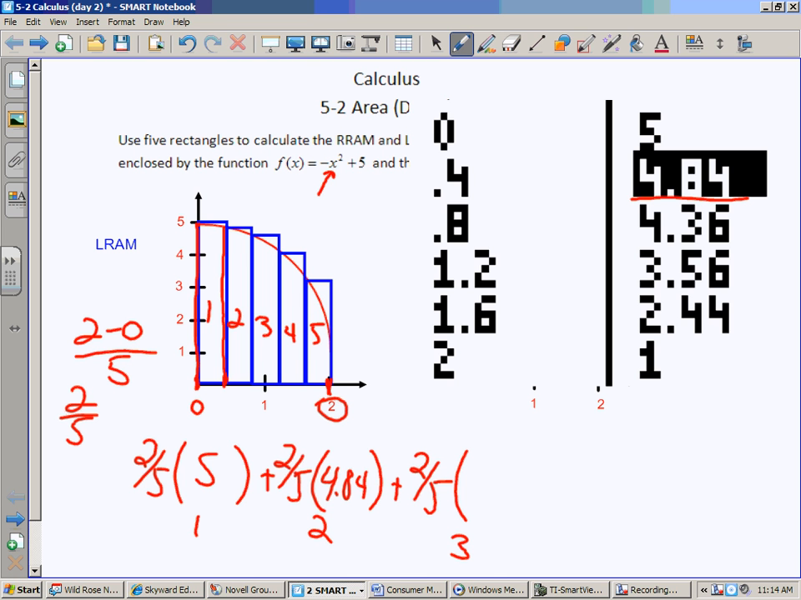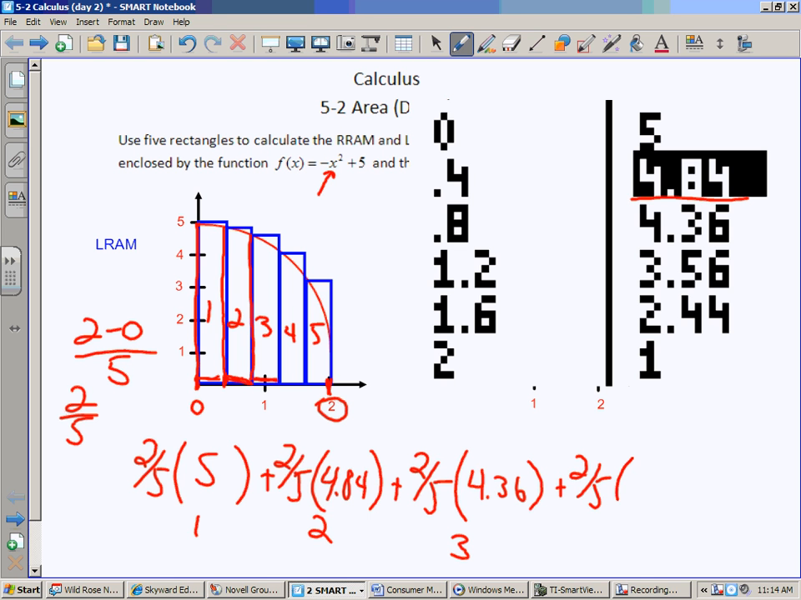4.36, exactly, because here is 0.8, and that's going to tell me how tall that is. So 4.36, so plus. Why is it 2/5 every time? Because that's how... Okay, interval is a good word. I wasn't anticipating that one, but very good word. But basically, that's how wide each one is, right? This right here is 2/5, 2/5, 2/5.